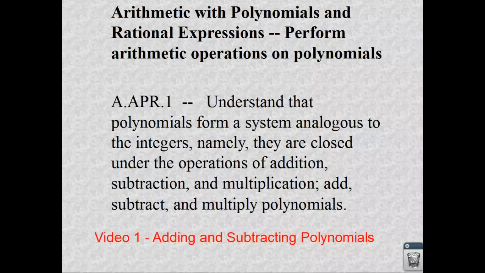Okay, this is A.APR.1, Algebra, Arithmetic with Polynomials and Rational Expressions 1, Video 1, Adding and Subtracting Polynomials.